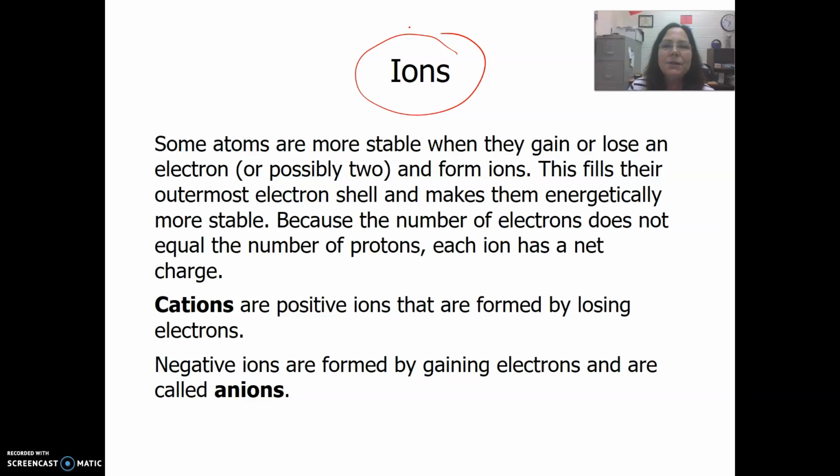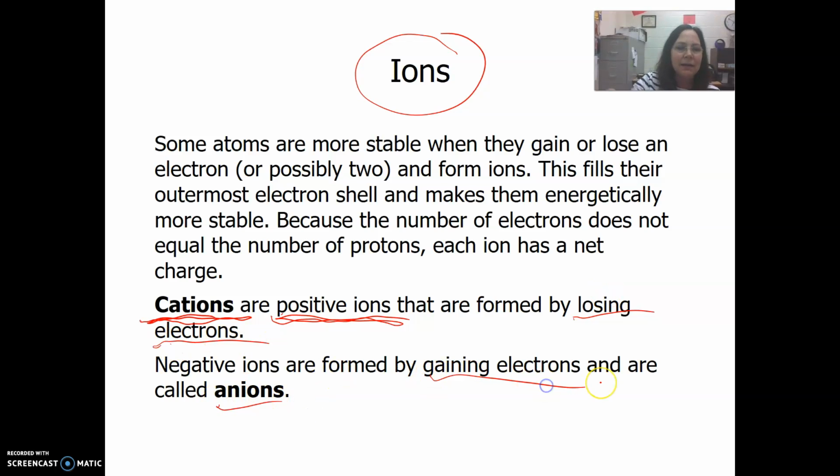Okay, so some atoms are more stable when they gain or lose an electron, or 2 or maybe 3 electrons. So if an atom loses electrons, then it's called a cation, because it has a positive charge, because it ends up losing negative charges, and there will be more protons or more positive charges left over. So cations mean that they have lost electrons, and anions mean that they have gained electrons.